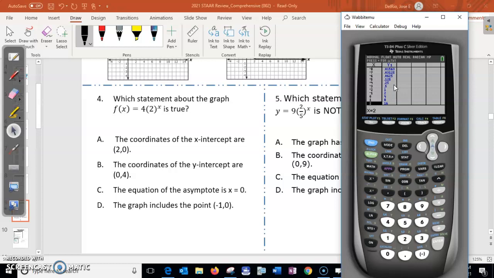So let's look at B. It says the coordinates of the y-intercept are 0, 4. Let's look. And ladies and gentlemen, look at that. It is. So the answer to number 4, B. Just do process of elimination, guys. As soon as you eliminate one, the other should be lined up. Let the table do it for you. And then let's close out with number 5.